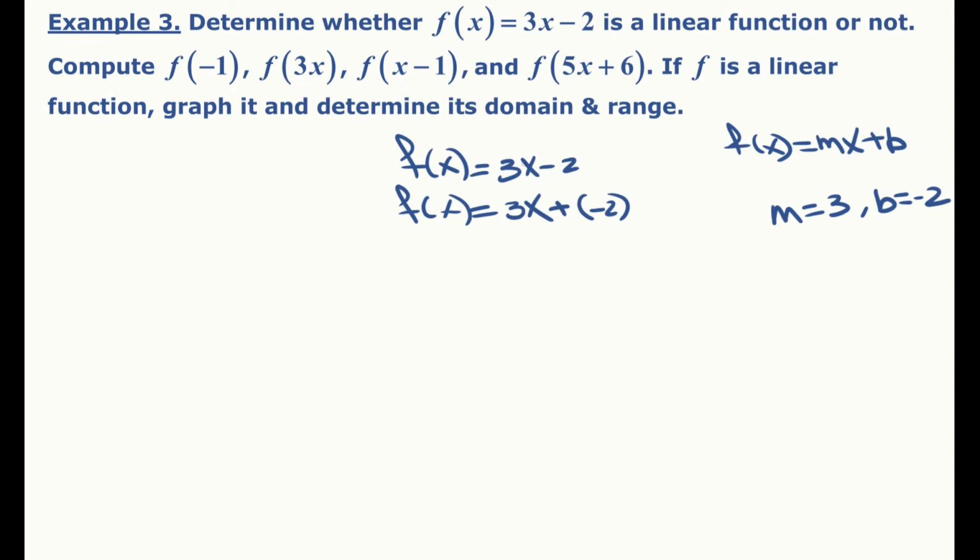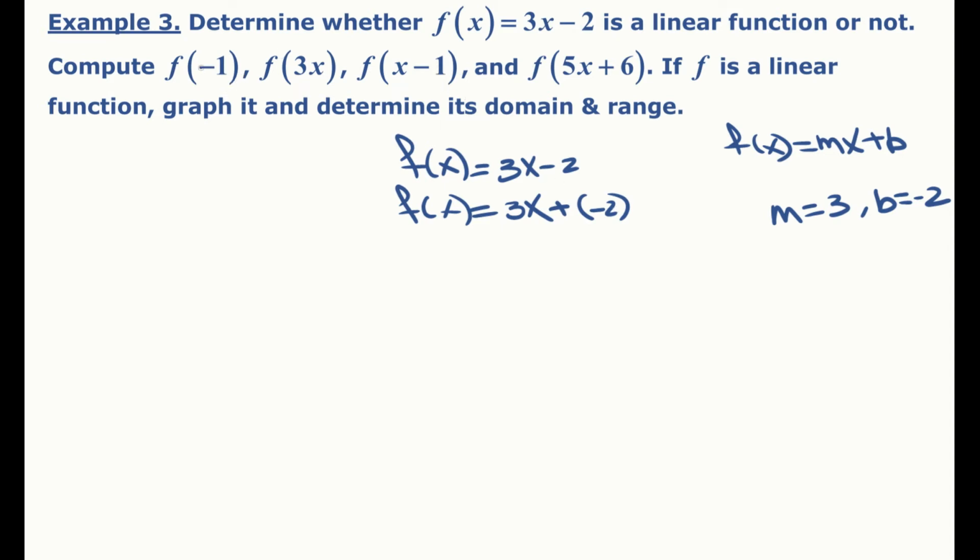Now, normally we don't go through all that. We recognize the fact that even though it says plus b here, a negative number can easily be handled in this manner, and therefore we can call that a linear function without having to go through all that.